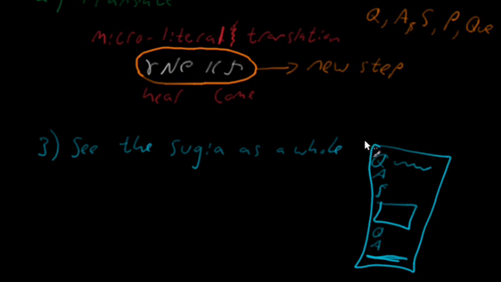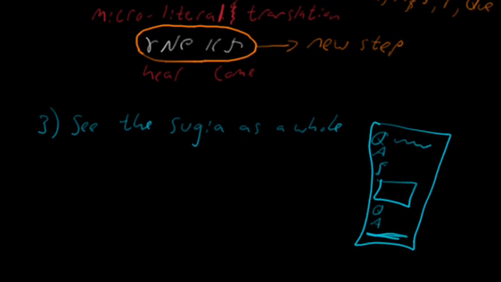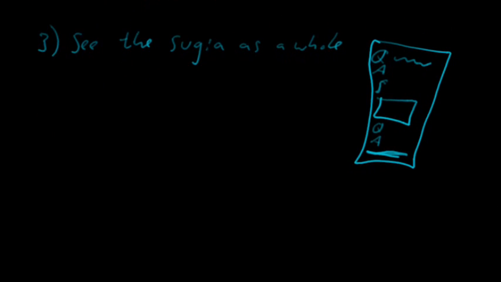So again, with macro, we're trying to get the big picture of the sugya. Okay? See it as one unit, made up of steps, not the individual steps. Okay? Now, step number 4. Step number 4 is to write out.